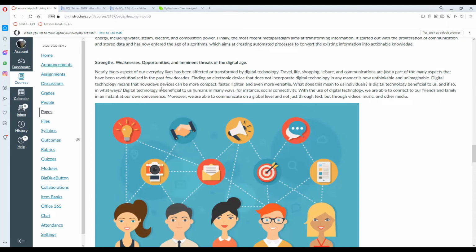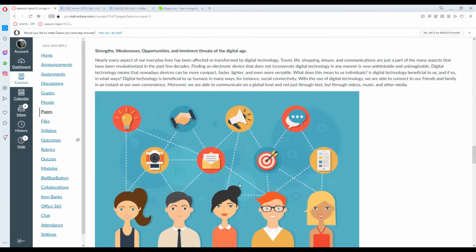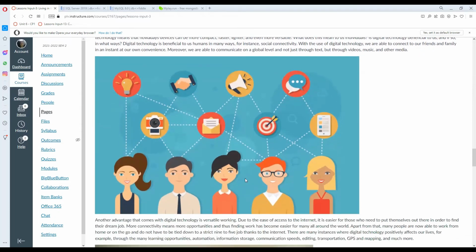And what does this mean? Is digital technology beneficial to us? And if so, in what ways? Digital technology is beneficial to us humans in many ways. For instance, social connectivity. With the use of digital technology, we are able to connect to our friends and family in an instant at our own convenience. Moreover, we are able to communicate on a global level, not just through text, but also through videos, music, and other forms of media.